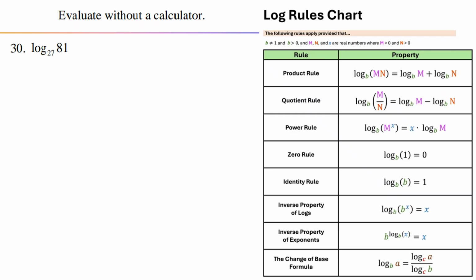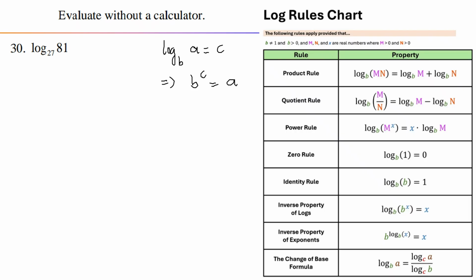Log base 27 of 81. We can use the method we practiced before in Part 2 and 3. We have the definition of the log: if we have log base b of a equals c, we can rewrite it equivalently as b to the power c equals a.